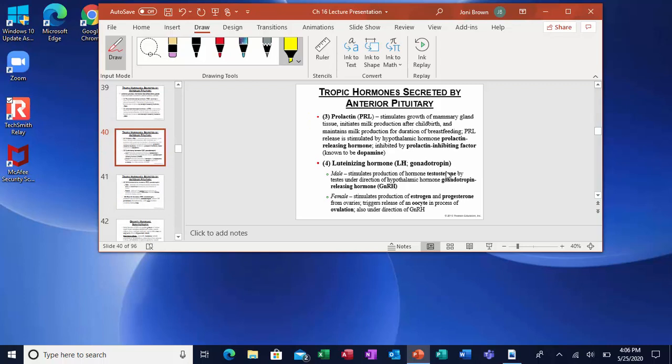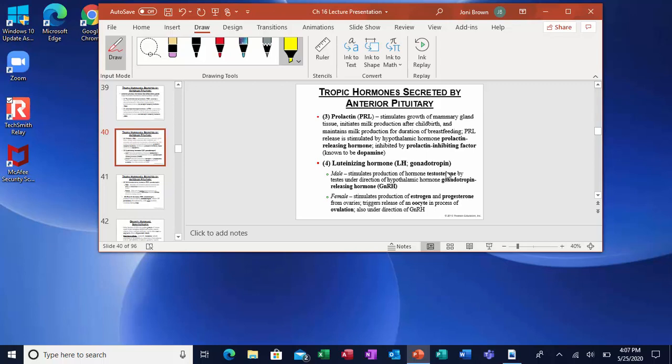If the hypothalamus sends prolactin releasing hormone, then the anterior pituitary will release prolactin to stimulate the mammary gland. If it gets prolactin inhibiting factor from the hypothalamus, the anterior pituitary doesn't release the prolactin to stimulate the mammary glands.